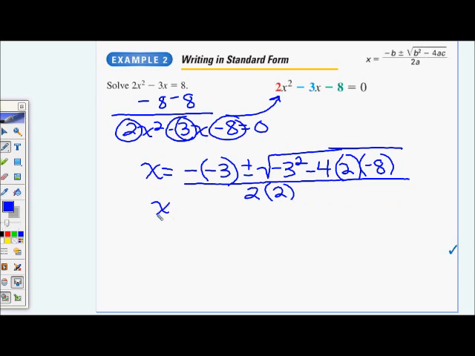Alright, I'm going to skip a few here. We're going to do this: a negative 3 would be 3. And then when we simplify this, I'm going to have 9. And then negative 4 times 2 would be negative 8. And then times another negative 8 would be a positive 64.